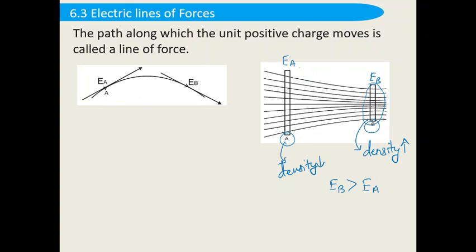So we say the electric field intensity is more at position B because more number of lines of forces are present in a very small area. So in a very small space, more number of lines are present. This means the electric field at position B is greater compared to the electric field at position A.